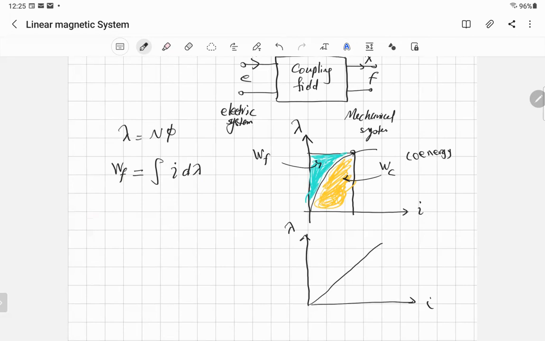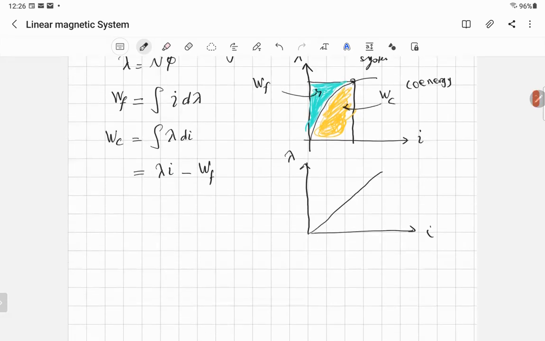How do you get it? If you got the area of the box, we said the area of the box is lambda di, so WC could be equal to, you have two options. It's either the integration of lambda with respect to i, or the total energy minus WF. You have two ways. All right. How did we find the force? We used two formulas, one related to WF and one related to WC. And the difference between both, the independent variable, we said, is it related to flux linkage or current?